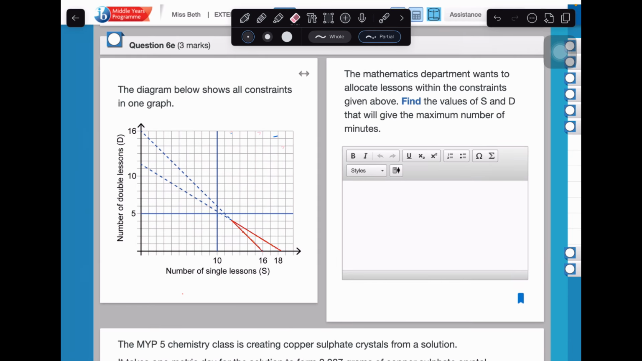So we want to find the values of S and D that will give the maximum number of minutes. So I know that it has to be something within this section. Now, of course, we have to have whole numbers, don't we?